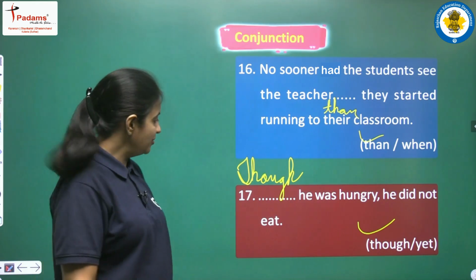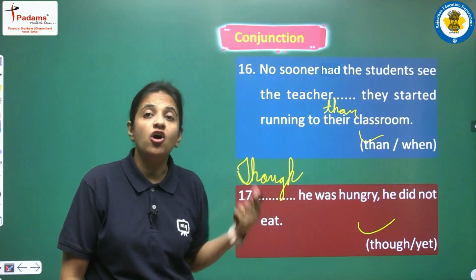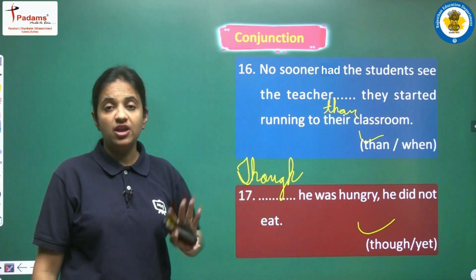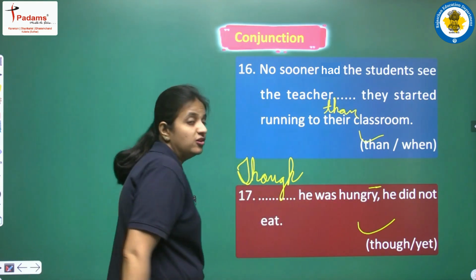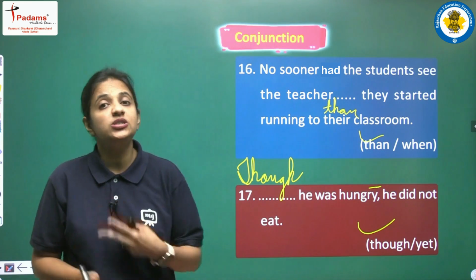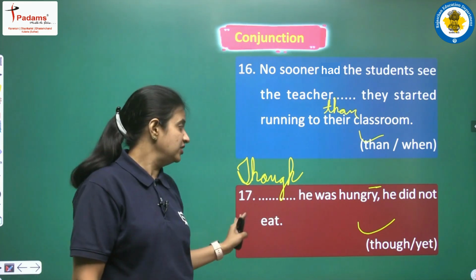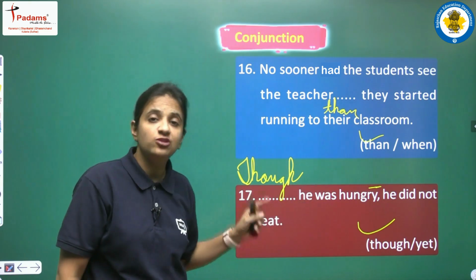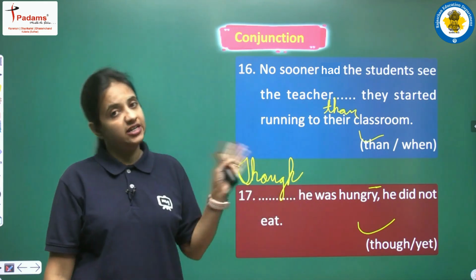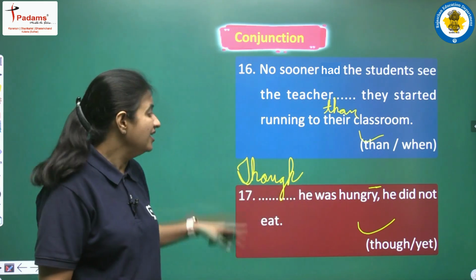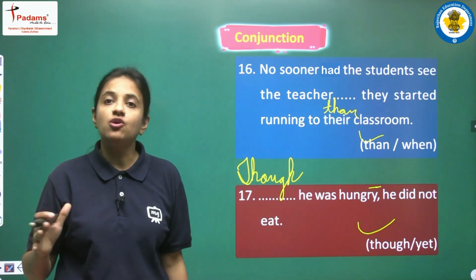So students, again I am trying to say this thing, that just learn the structures. If we are not using yet, it's absolutely fine. But suppose we are having one blank here, and in that blank we have to use yet. Without yet also the sentence is absolutely right. Though he was hungry, he did not eat, is fine. And though he was hungry, yet he did not eat, that's also fine.